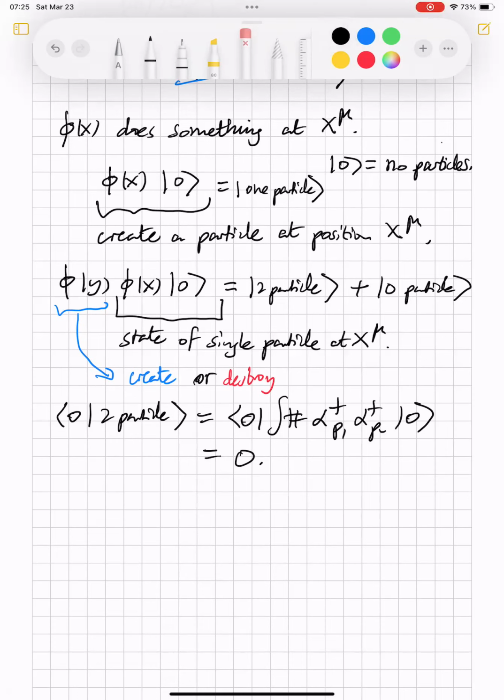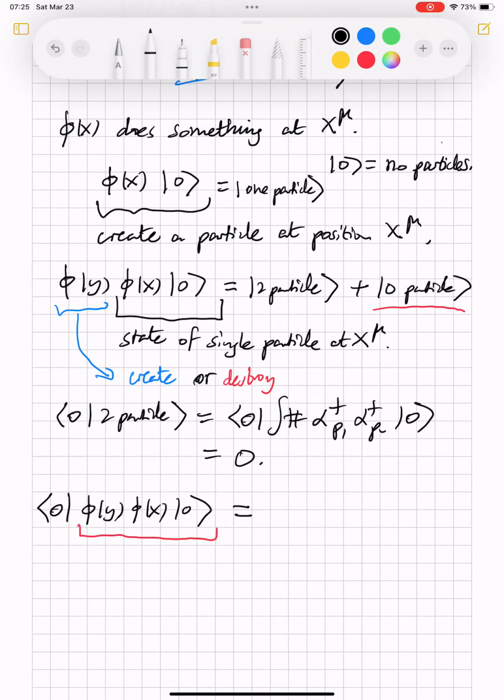So if I was to calculate this quantity, let me take the overlap of naught, phi of y, phi of x, naught. Well, that state over there is a two particle plus a no particle piece. But when we overlap with the vacuum, we only catch the no particle piece. So only the no particle piece will appear in this amplitude.